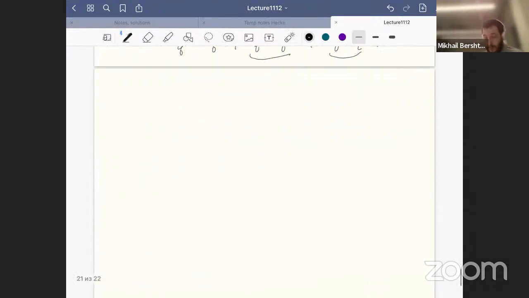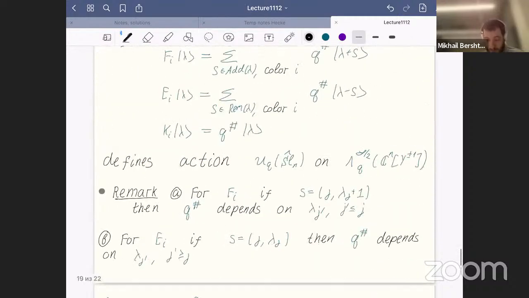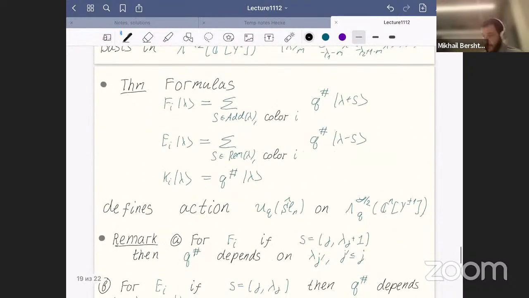Okay. Are there any questions? I didn't write explicit formulas here. I will write them in the final notes.